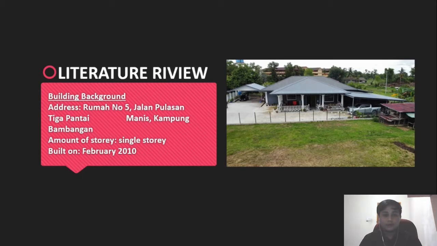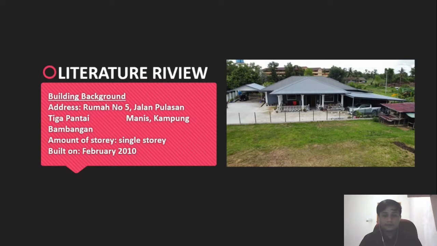I will be presenting the literature review. For our building background, we are using my house as the scope of study. The house is a private house located at house number 5, Jalan Pelasan 3, Pantai Manis, Kampung Bambangan, 89600 Papar, Sabah. The house was constructed in October 2009 and completed in February 2010.